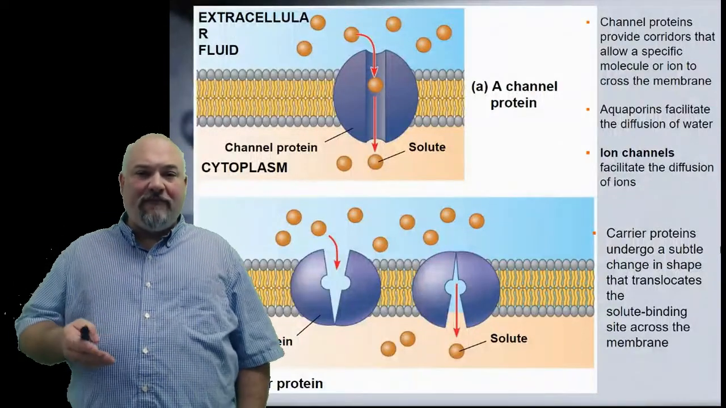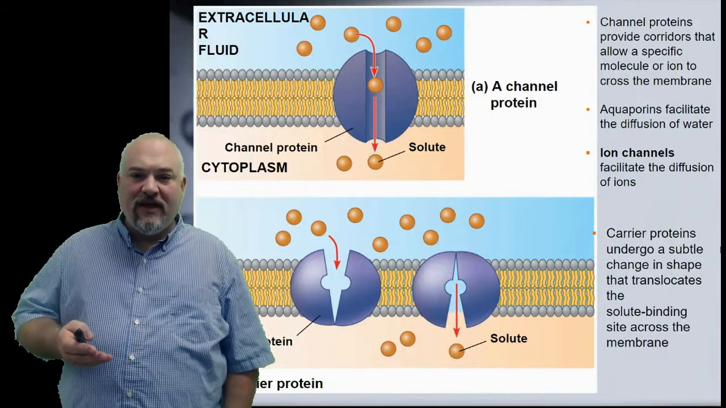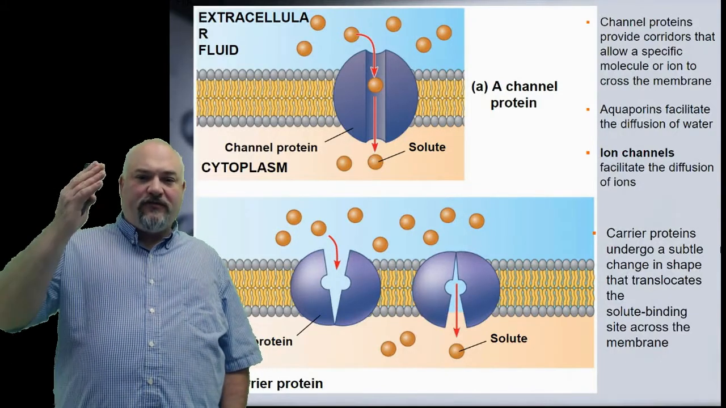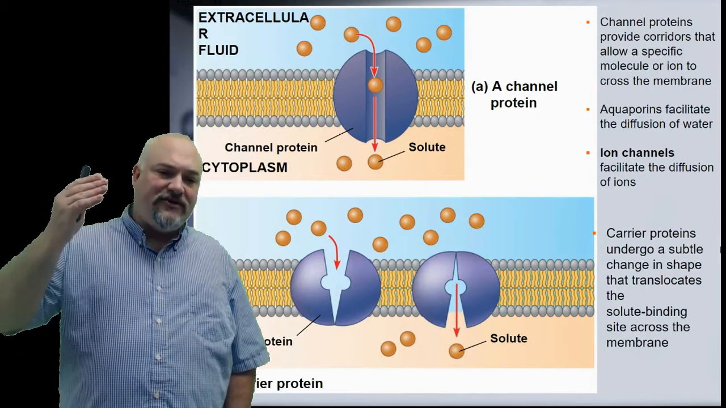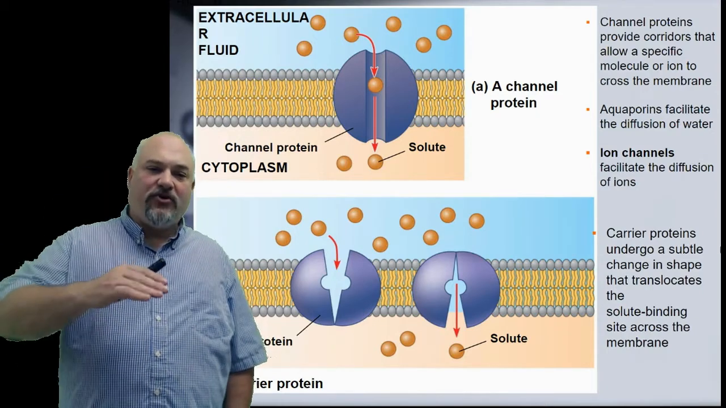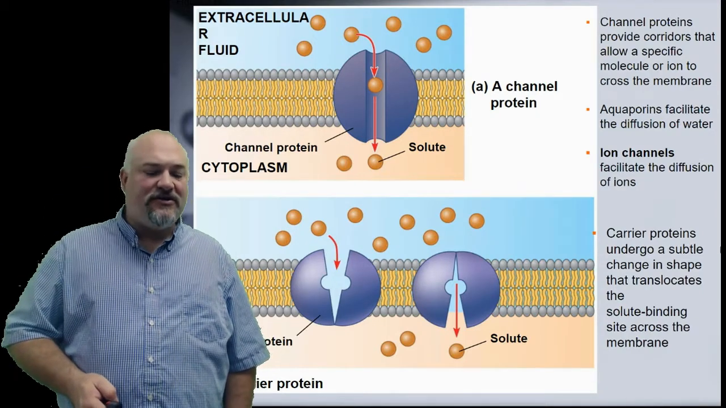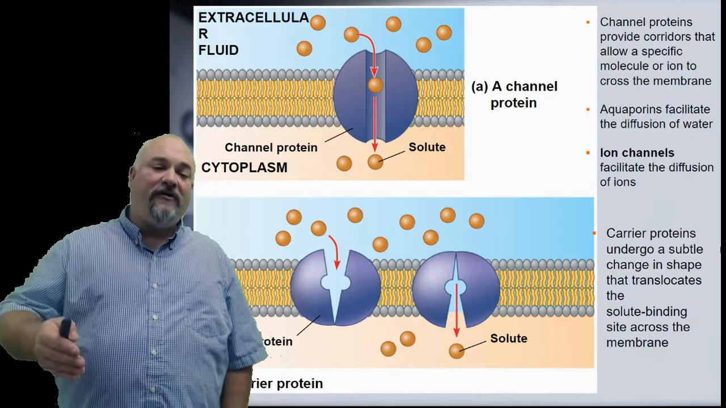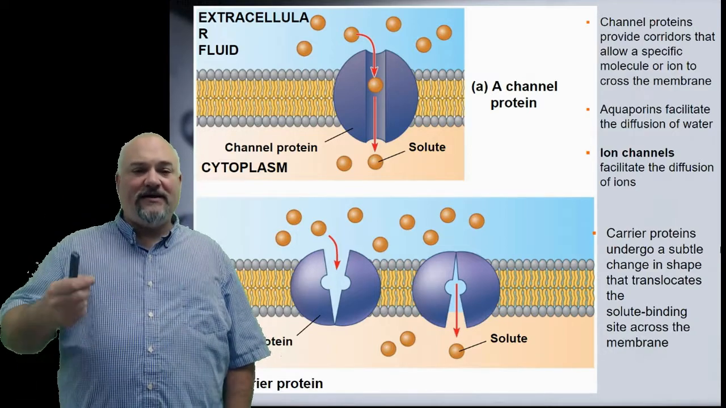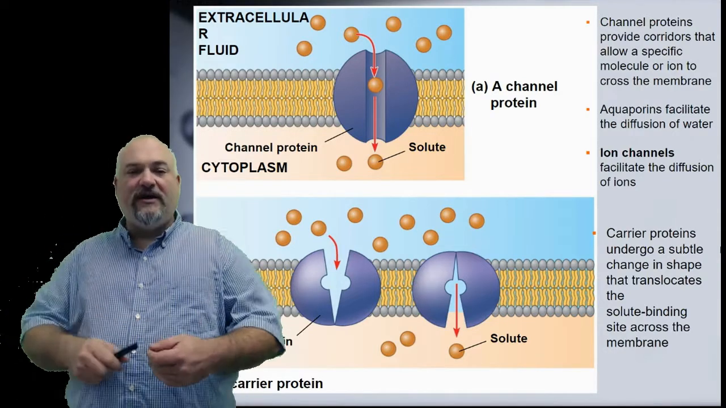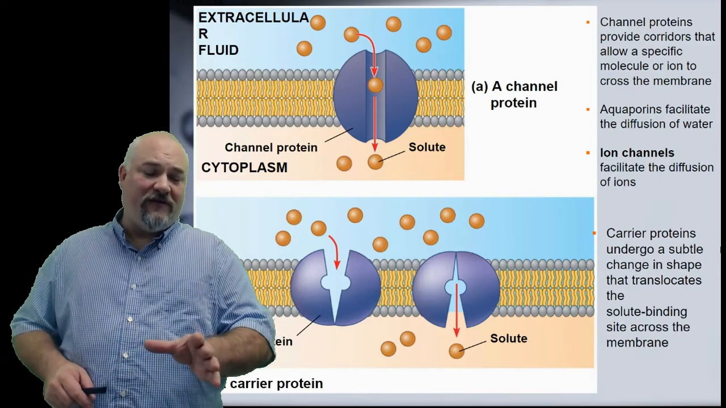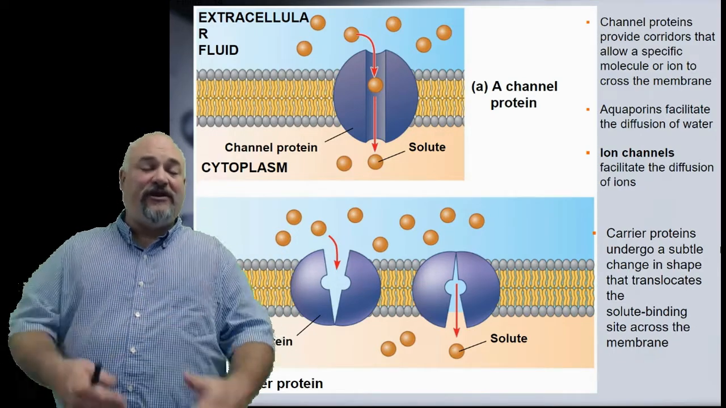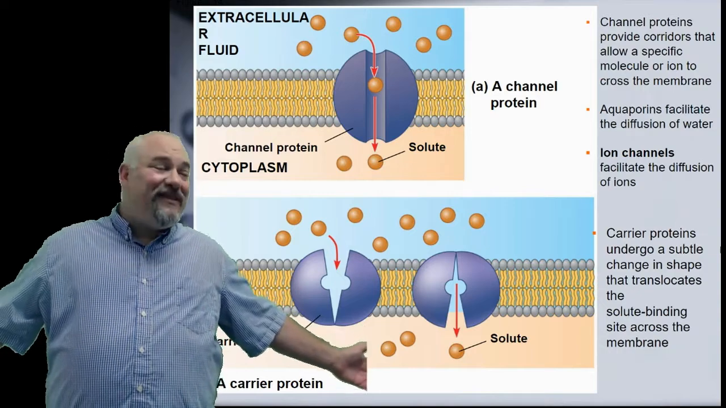All right, so here on the top, we can see a channel protein. And they provide corridors for specific molecules or ions to cross the membrane. Once again, it is diffusion because it's going from high to low concentrations, down that concentration gradient we talked about before. However, we have a protein that is the right size and shape and has the right polarity to allow these molecules through. And they're usually pretty specific. You don't want to just have a hole that lets everything through. That would kind of be pointless.